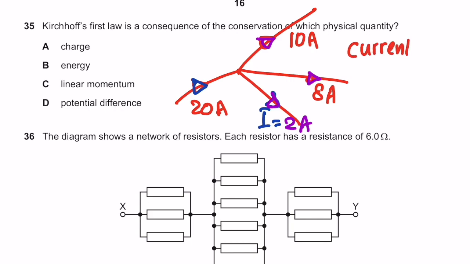So this is based on current. Current means charge divided by time. So it is actually conservation of charge. Charge has to balance out: coming charge and going charge per every second. So answer is A.